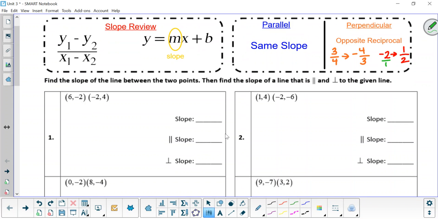So let's go through these examples. Directions say find the slope of the line between the 2 points, then find the slope of its parallel. So this symbol means parallel, and perpendicular. So the upside down T is perpendicular, if you would like to make that note.